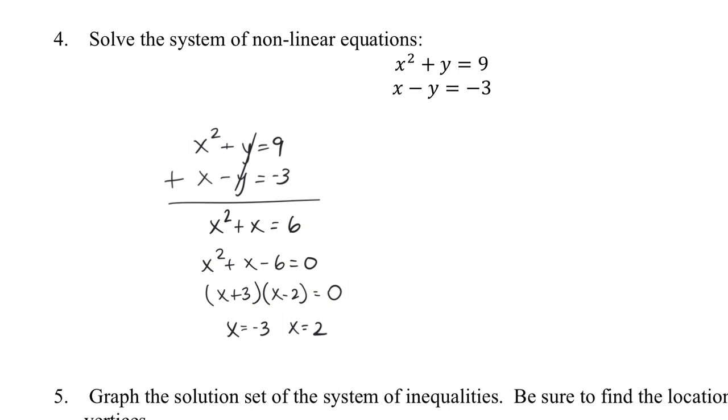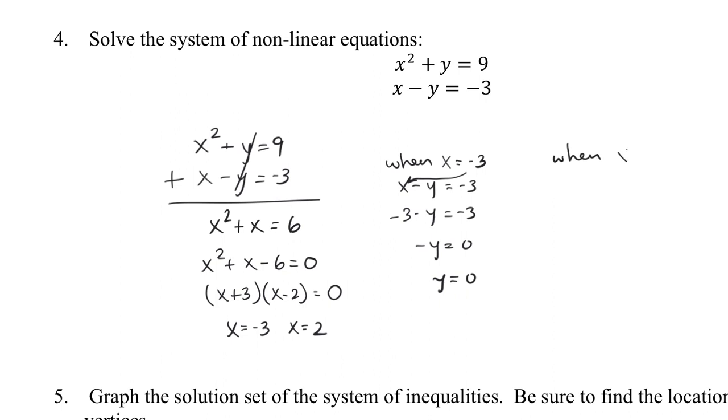So we need to find the corresponding y value for each x value. So when x equals negative 3, I'm going to use that bottom equation, which says x minus y equals negative 3. Well, if we make the substitution for x right there, negative 3 minus y equals negative 3, we get y is equal to 0.